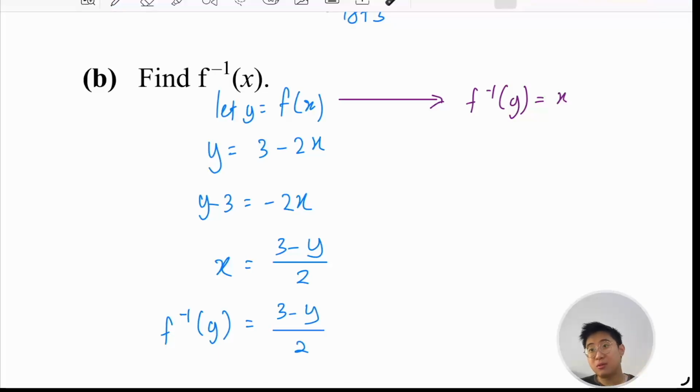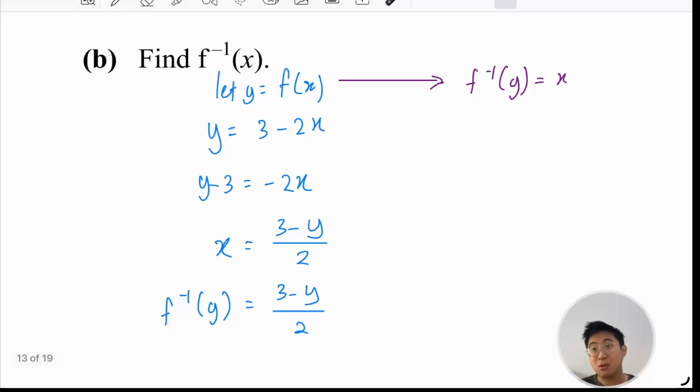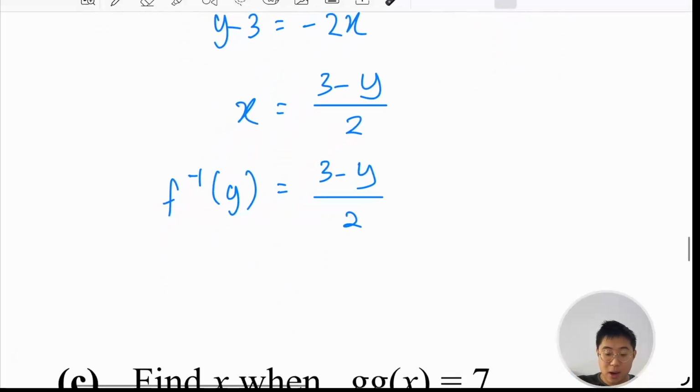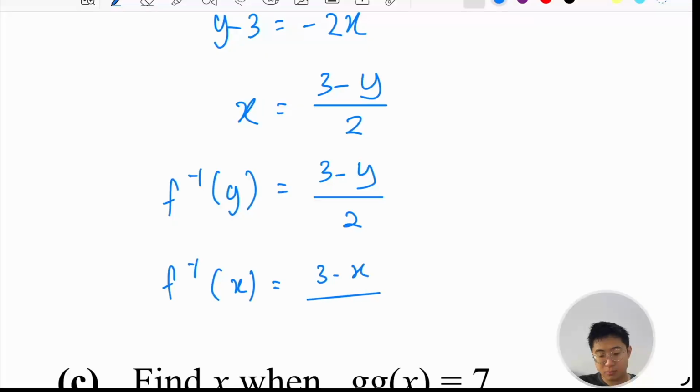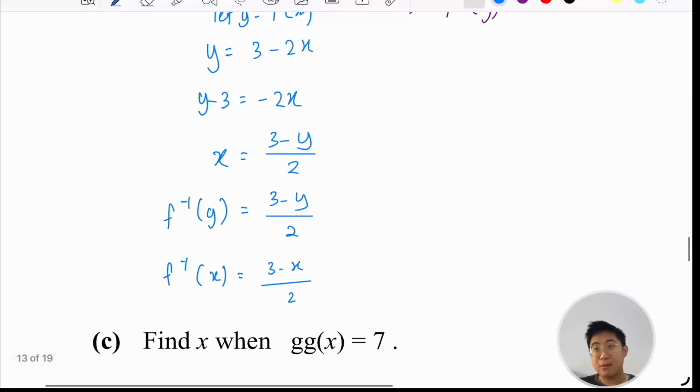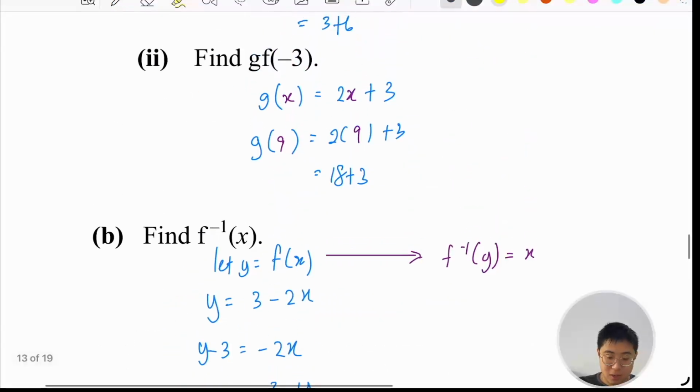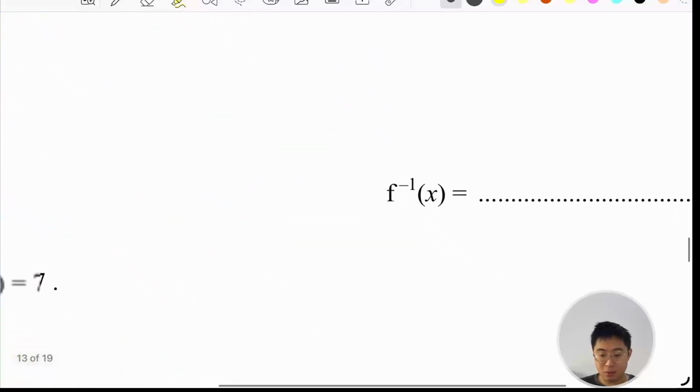And remember the function rule that I told you, what's inside is also on the outside. So you see this y here and the y here, right? I could just swap that with an x. So f inverse of x here should equal 3 minus x over 2. And that is my answer, which solves the question up here, finding f inverse of x. So 3 minus x over 2.